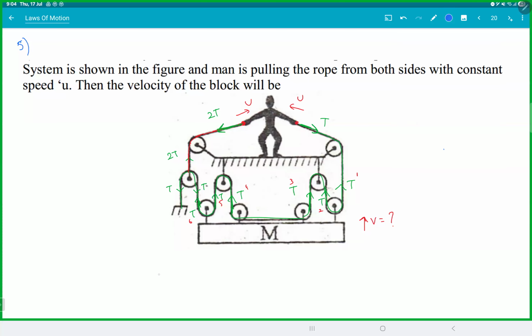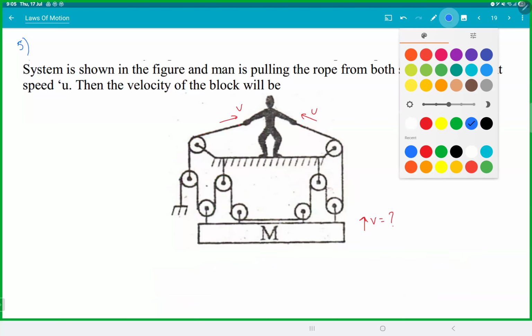So you're done. So power of the man will be T and U are in the opposite direction. So T into minus U plus 2T into minus U. Power on the block, there are 6 strings which are pulling up, which is 6T into V. The total power must be 0. Minus 3TU plus 6TV is equal to 0. V is equal to U by 2.